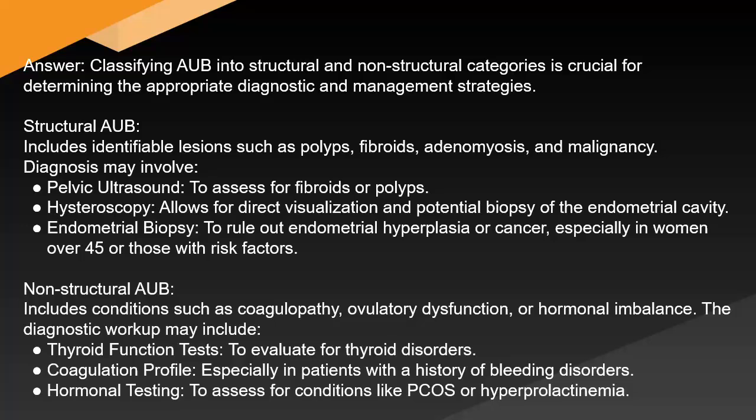Hysteroscopy allows for direct visualization and potential biopsy of the endometrial cavity. Endometrial biopsy to rule out endometrial hyperplasia or cancer, especially in women over 45 or those with risk factors. Non-structural AUB includes conditions such as coagulopathy, ovulatory dysfunction, or hormonal imbalance. The diagnostic workup may include thyroid function tests to evaluate for thyroid disorders, coagulation profile, especially in patients with a history of bleeding disorders, and hormonal testing to assess for conditions like PCOS or hyperprolactinemia.